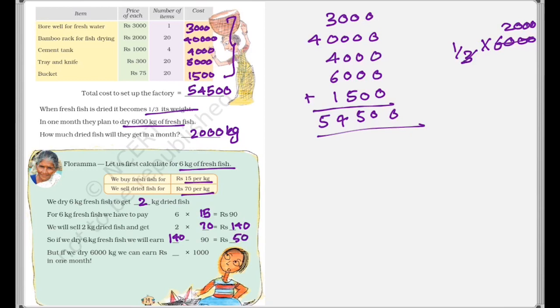But if we dry 6,000 kg fish, then we can earn how much? Okay, so you need to calculate on your own. This is basically 50 into 1,000 you need to do. You'll get the answer.